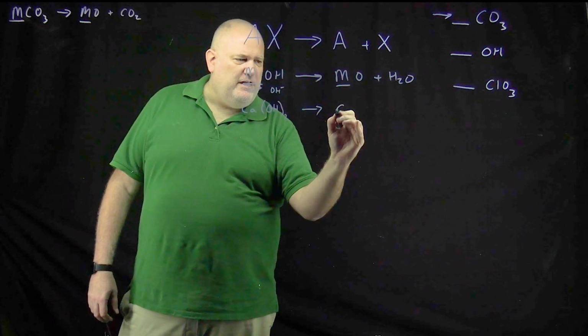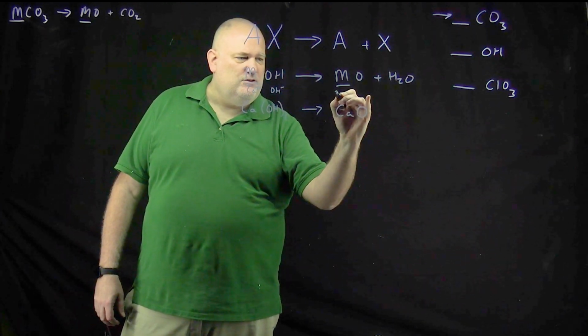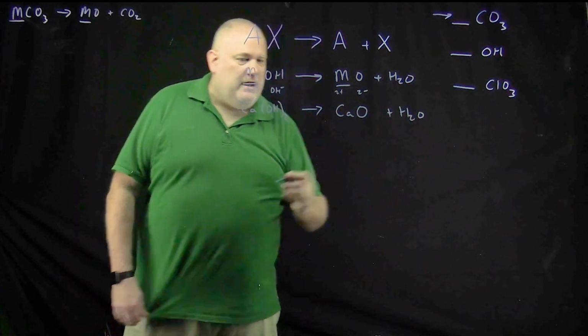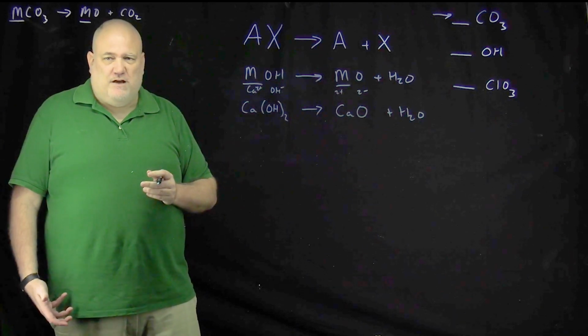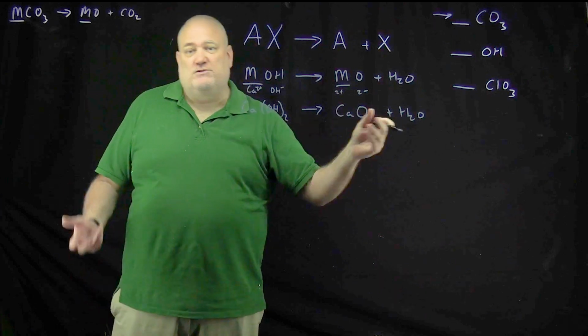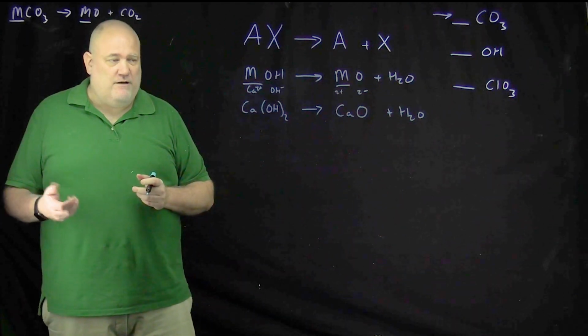That's going to break apart, and it's going to form calcium oxide, again 2 plus, 2 minus, I just put them together, plus H2O. Now, in this case, we have to take a look and see whether we balanced off everything. I have one Ca, 2 O's, 2 O's, and 2 H's. So again, fortunately enough, we balanced everything off.